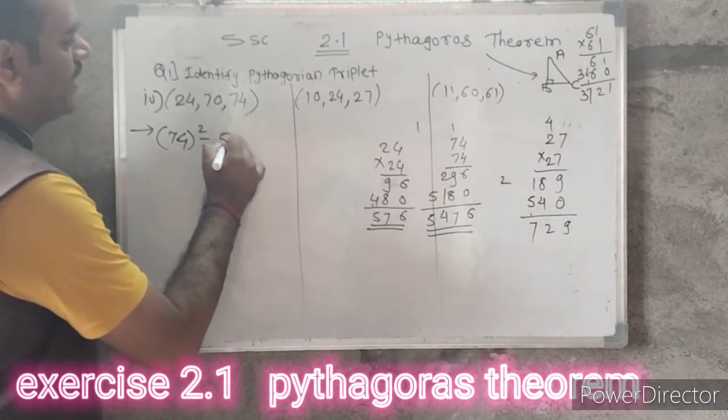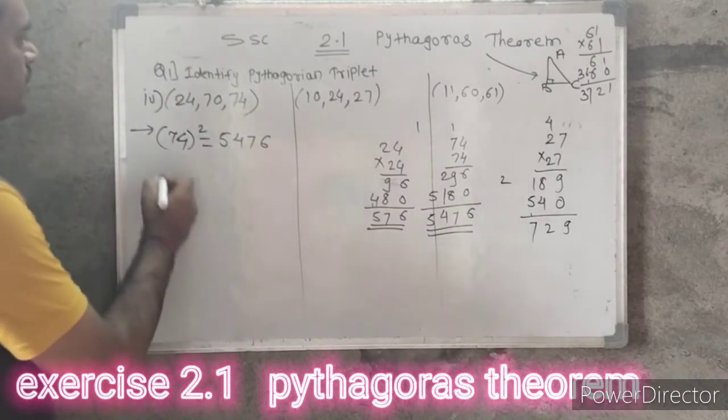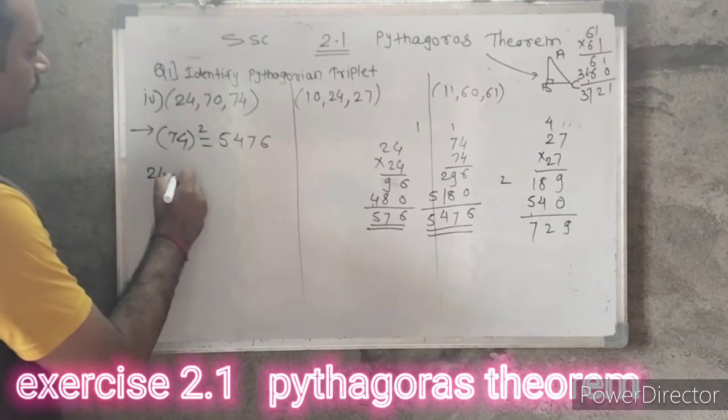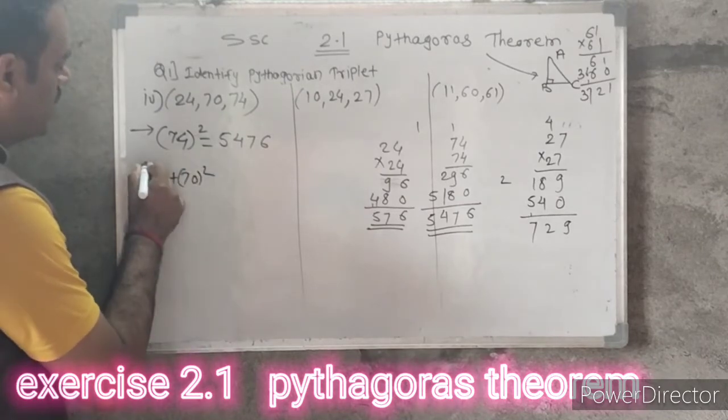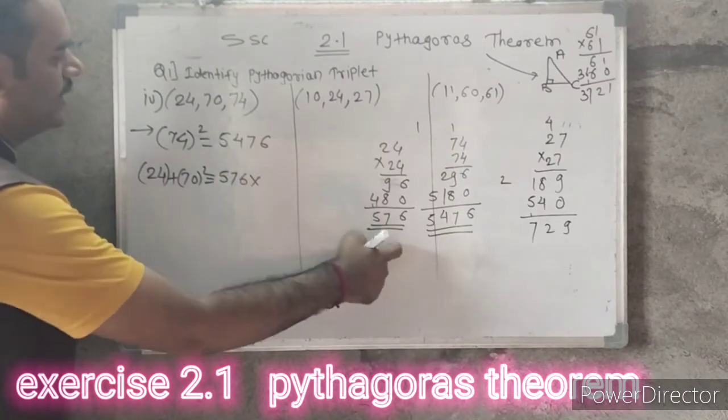So you have to take that 5476. Now the addition of the remaining two sides, that is 24 plus 70, you have to square them. 24 square is 576. Okay, you can see here.